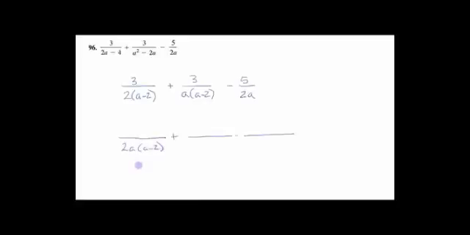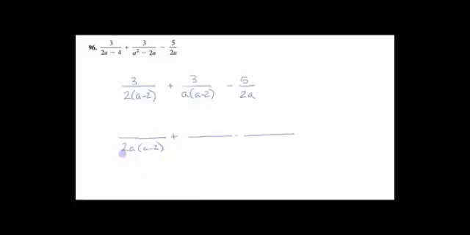With this example, I'll need to factor the denominators. 3 over 2a minus 2 plus 3 over a minus 2 minus 5 over 2a. Now we need to find the LCM. I'm looking at the numbers 2a and a minus 2 as my prime factors.